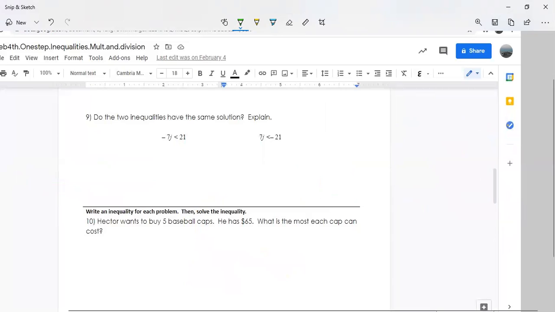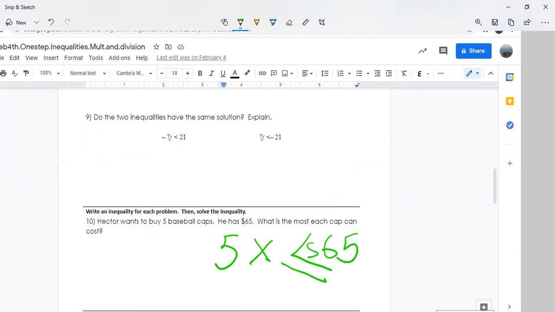All right, next one. Hector wants to buy 5 baseball caps. He has $65. What is the most each cap can cost? So we don't know what the cap costs. Let's put x. How many does he want to buy? 5 of them. And how much money does he have? $65. So he has to be less than or equal to $65. So 5 times x has to be less than or equal to 65.